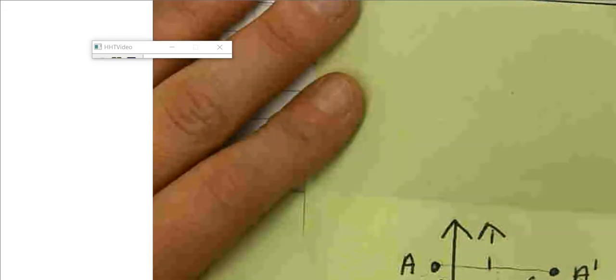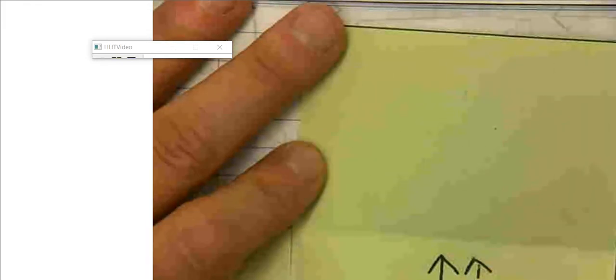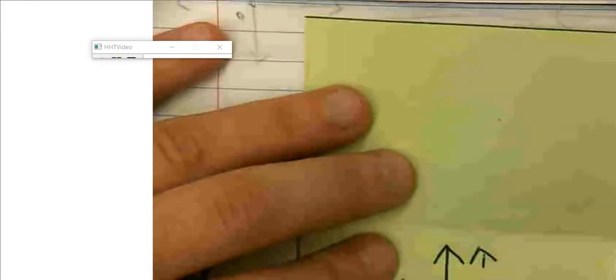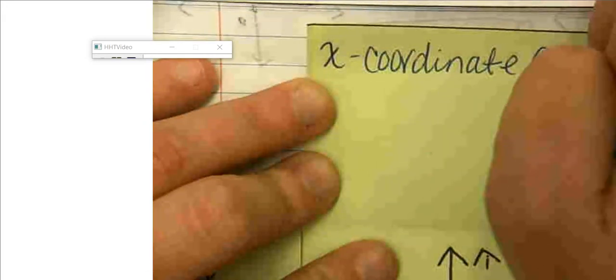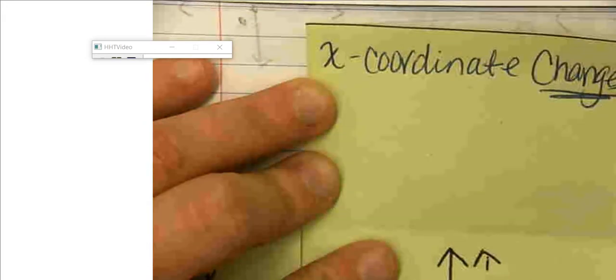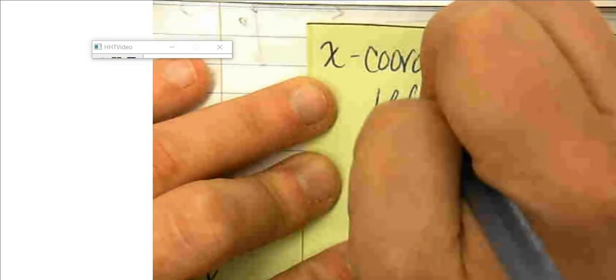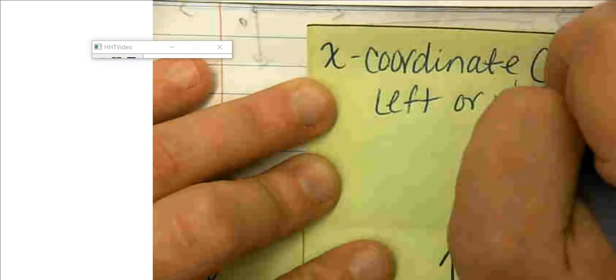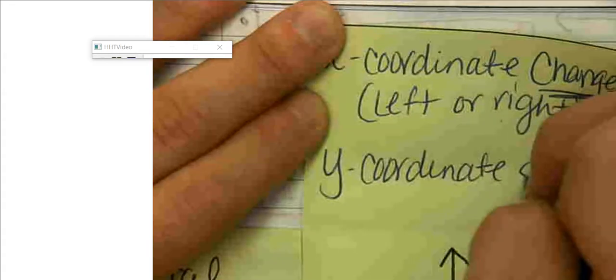So let's go ahead and write down that information up here. If you reflect across a vertical line, the x coordinate changes because you are moving left or right. But the y coordinate stays the same.